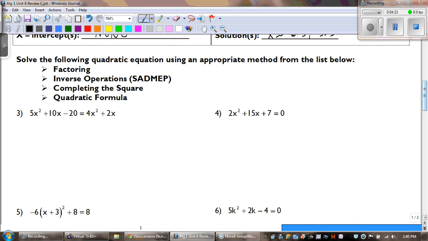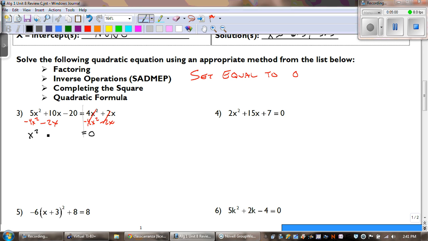Bottom, it says solve the following quadratic equations using an appropriate method from the list below. Okay. The key thing is we have to set the equation equal to 0. All right, number 3. Looking at our quadratic terms, we're going to move the smaller one. So subtract 4x squared from both sides and add 2x. Everything on the right cancels and we get 0.